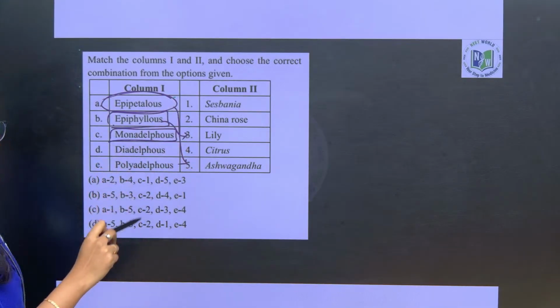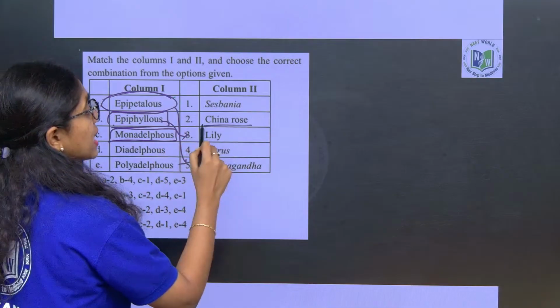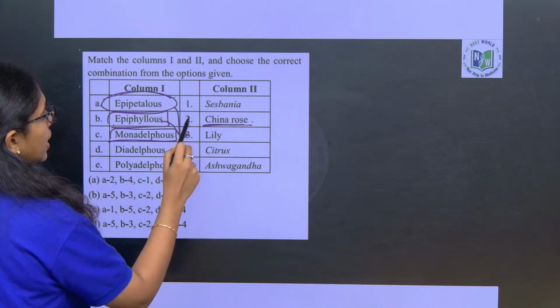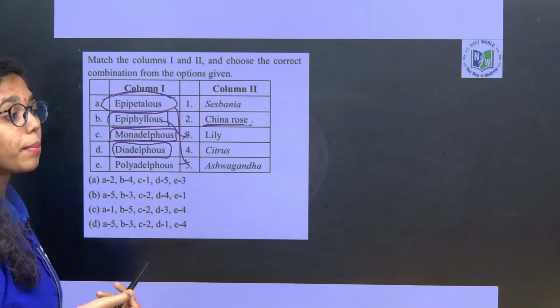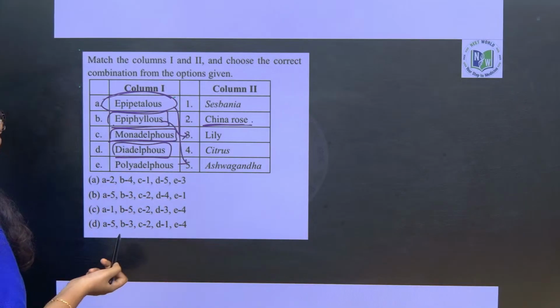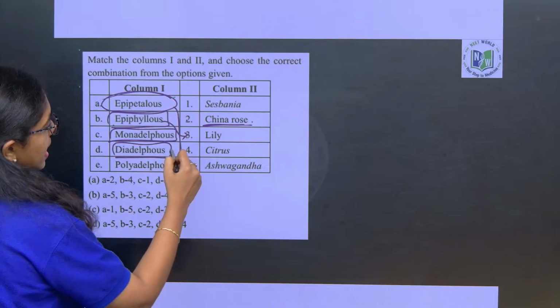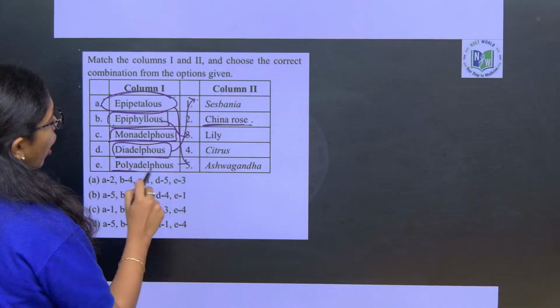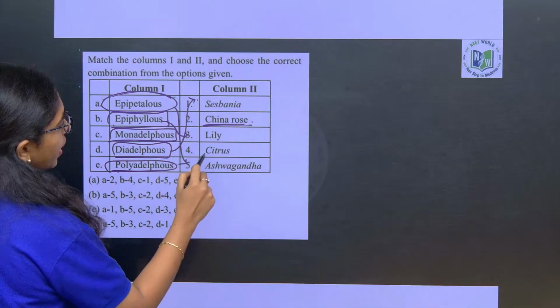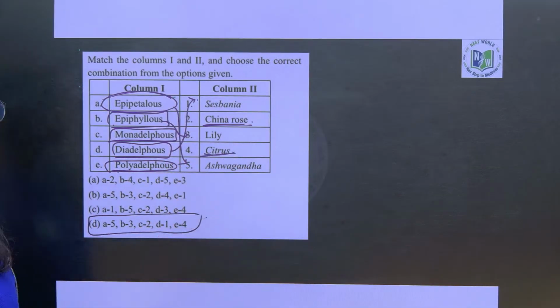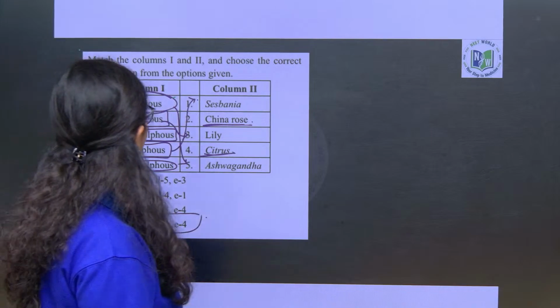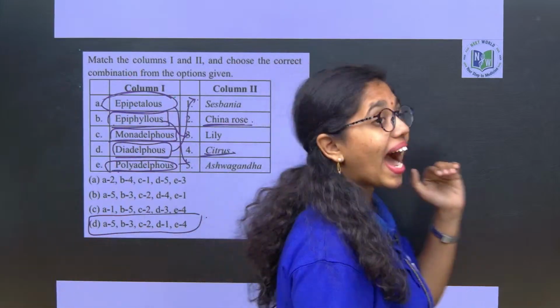Monadelphous is seen in what family? Malvaceae family, that is hibiscus, China rose, that is 2. Diadelphous condition is seen in which family beta? Fabaceae family. Here what is the example given? Sesbania. Okay. Polyadelphous condition is observed in citrus, that is option 4. So here we have to go with the option D.